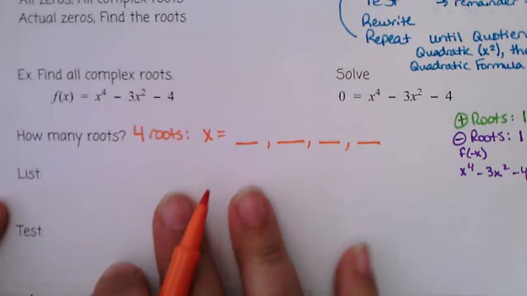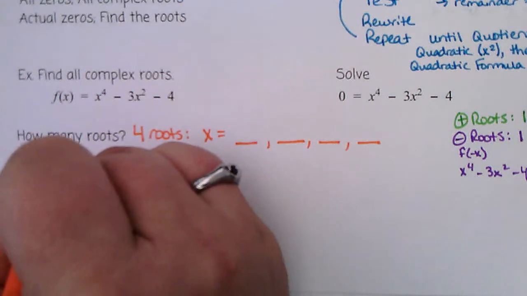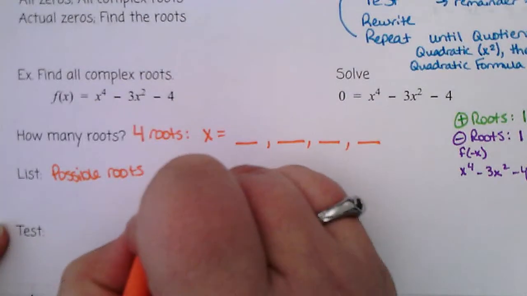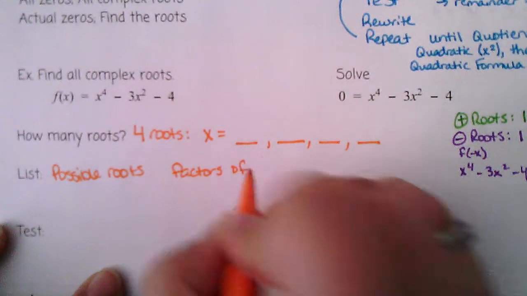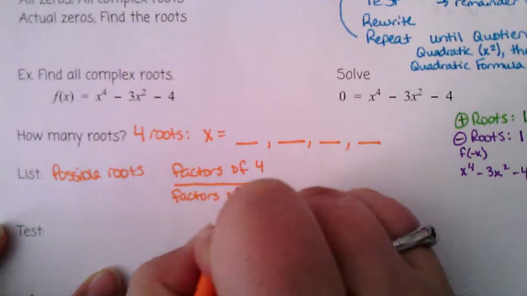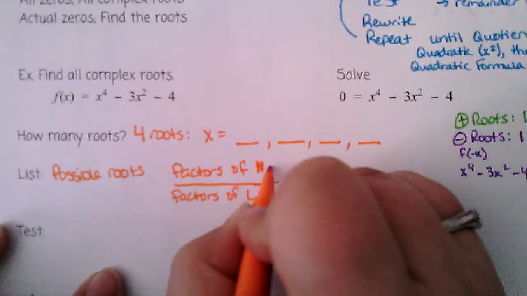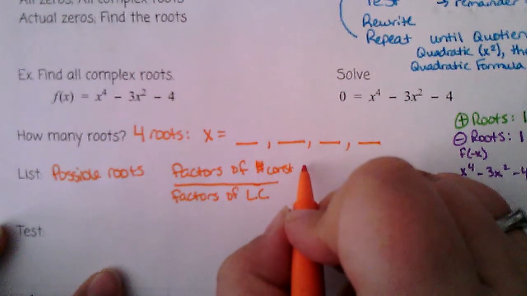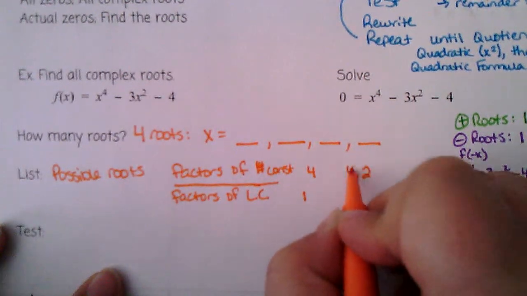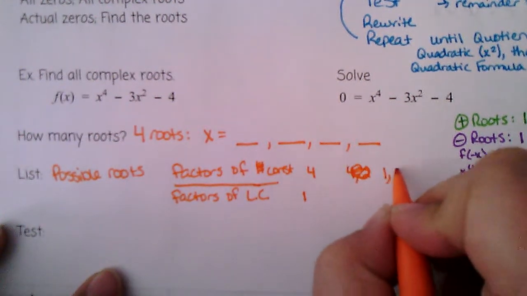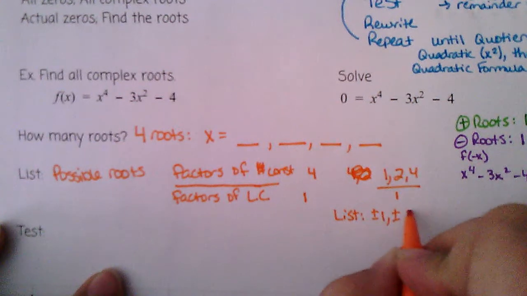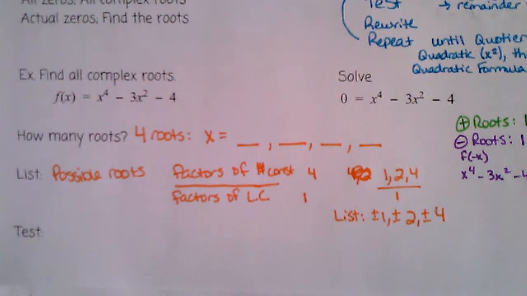So let's make our list. We need to list possible roots. We need the factors of our constant, the one without an x, divided by the factors of the leading coefficient. So the factors of 4 and the factors of 1. Let's do this in order. Factors of 4: 1, 2, and 4. Factors of 1: 1. So my list is going to be plus or minus 1, plus or minus 2, and plus or minus 4.